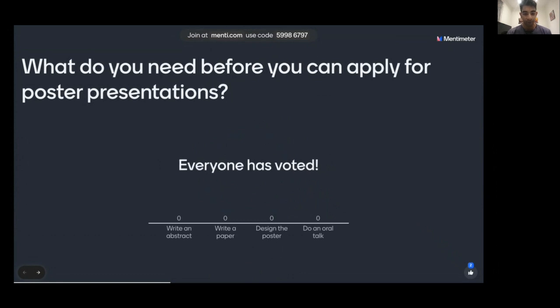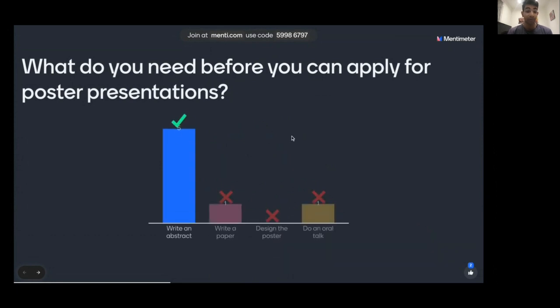Ooh, quick voting. Let's have a look at the answers. Good. Yeah, majority got it right. Perfect. And we'll talk about what an abstract is as well and what you need to do for it and why you need to do it before a poster.